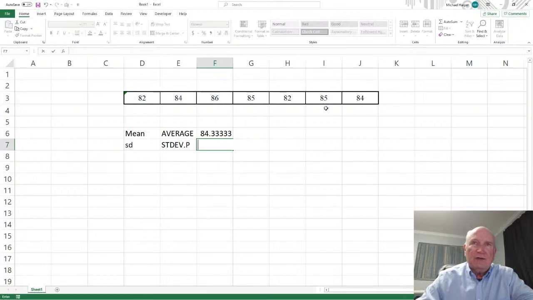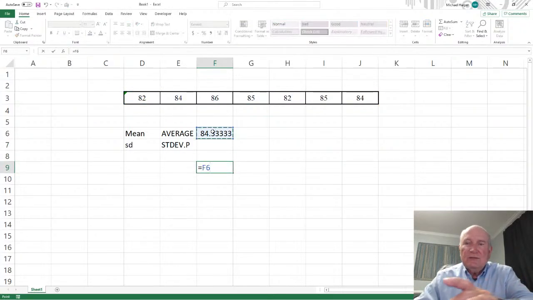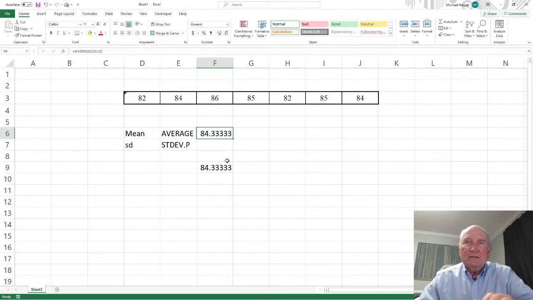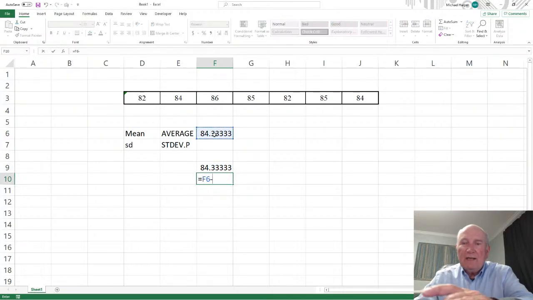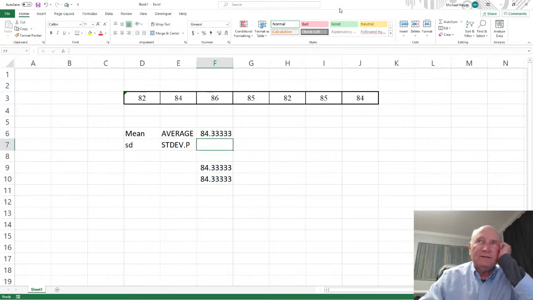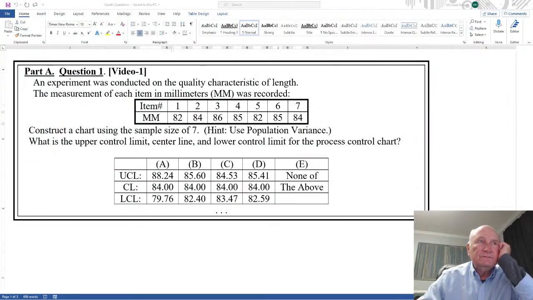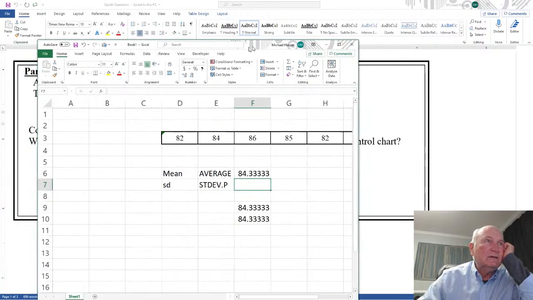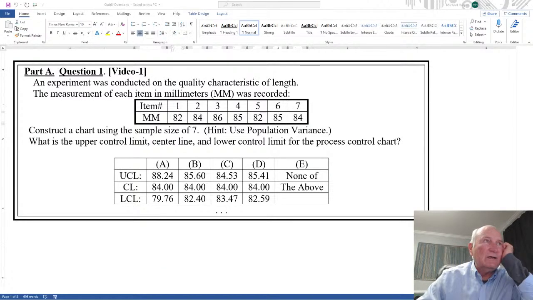Okay, I won't do it for you. And then it'll simply be equals this plus 3 times this for the upper control limit, and then it'll be this minus 3 times this. That's what you do once that's in there. So 84.3. Wait a minute, that doesn't look right. It isn't, it's not right. What happened here?